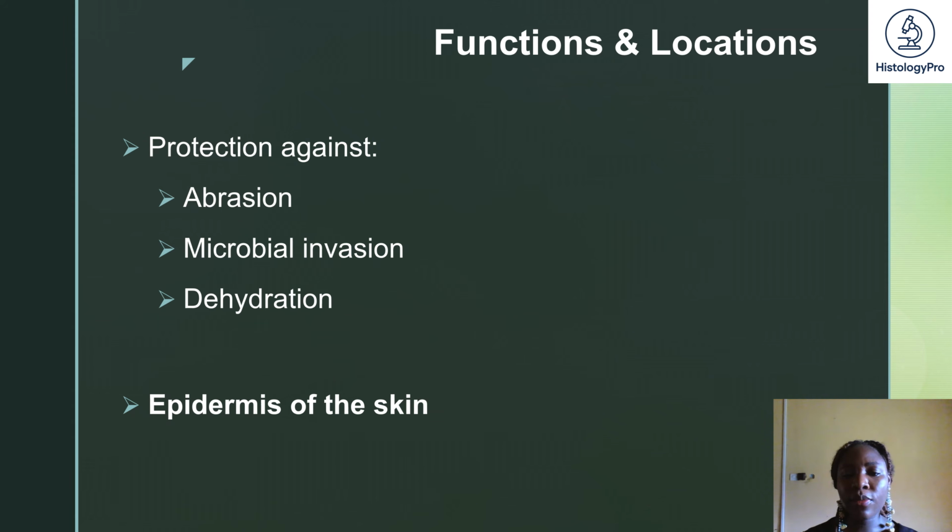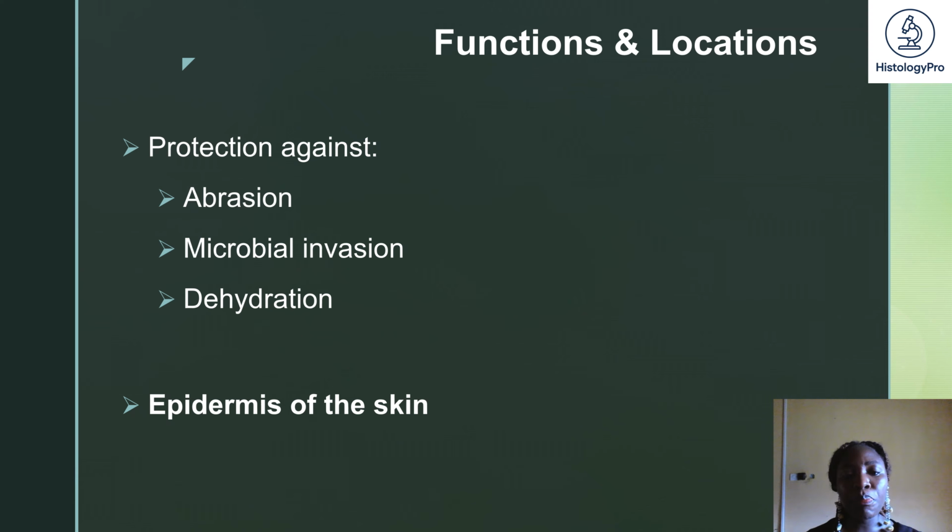Now looking at the function and location of keratinized stratified squamous epithelium. This epithelium is primarily specialized for protection. It provides protection against abrasion. The multiple cell layers, especially the thick stratum corneum, which is also known as the horny layer, and is seen in the superficial layer of the epithelium, allow the tissue to withstand continuous friction and mechanical stress without damage to the underlying structure. Secondly, it also protects against microbial invasion.